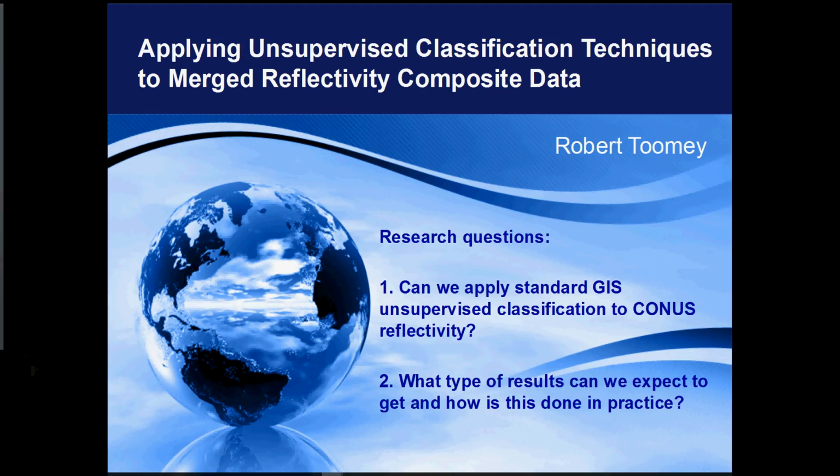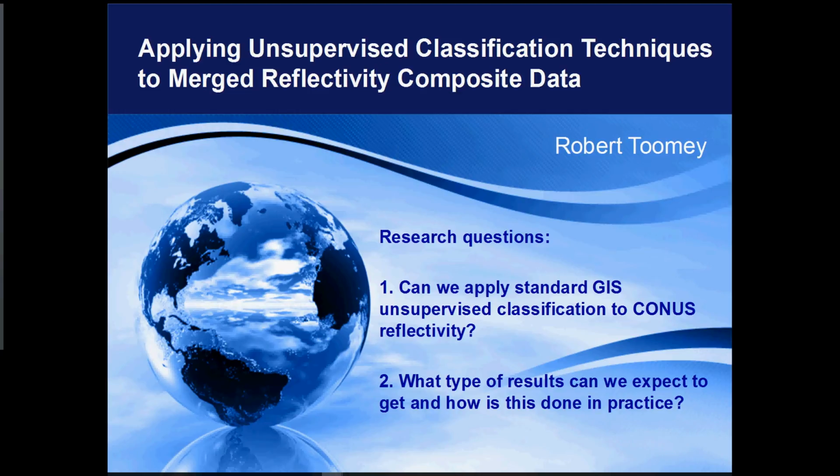Hello, my name is Robert Toomey, and this is my project presentation for GIS 512, Introduction to Remote Sensing, taking in the spring semester of 2016. Basically, for our project, we are trying to apply some of the techniques that we learned throughout the semester. I decided to apply unsupervised classification techniques to merged reflectivity composite data.